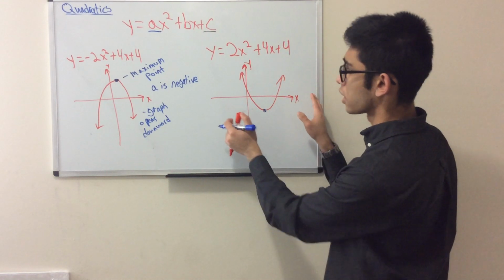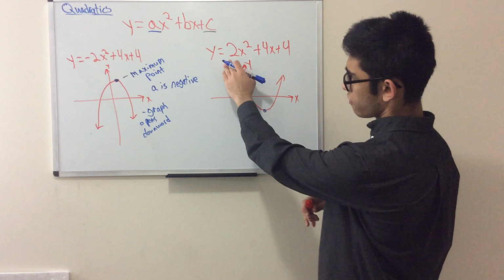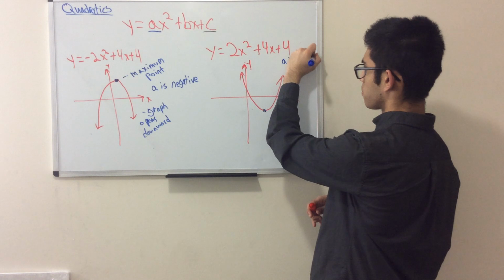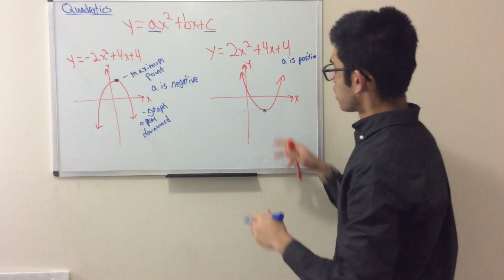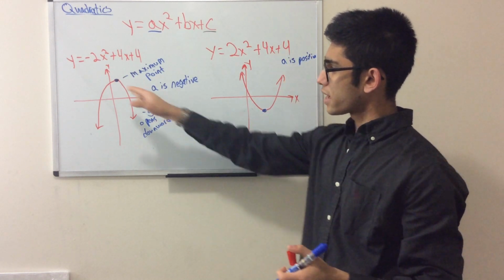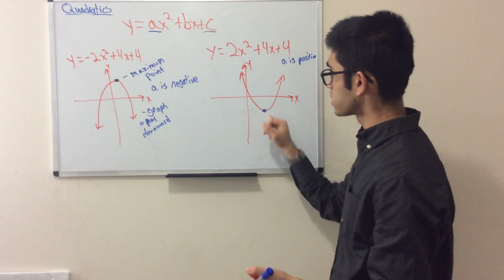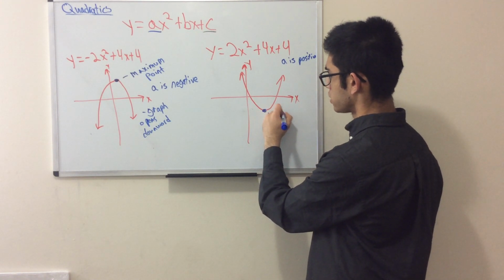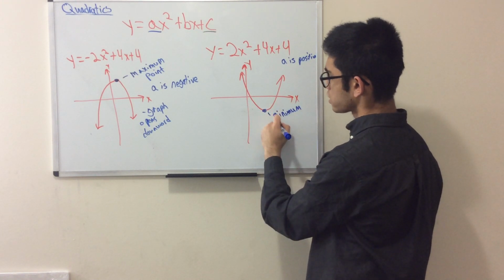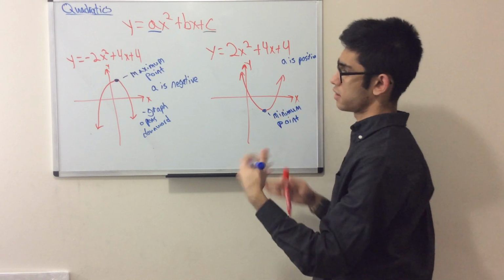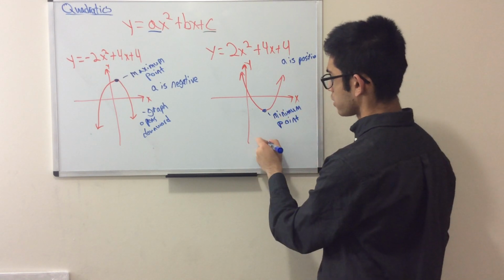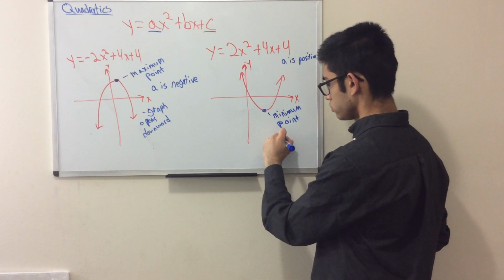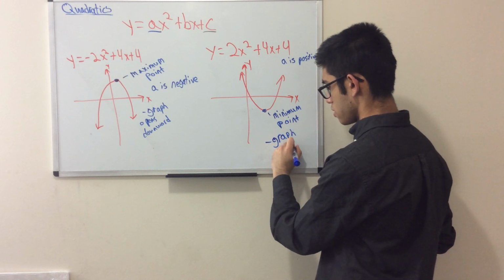Now let's look at this one here. I have an a value that is positive, so I can write that. A is positive. I almost am running out of room here, but I'll put that one in there. So again, if my a is negative and I have a maximum point, what do you think if my a is positive? What will my vertex be called here? It's going to be called the minimum point. And again, it is called the vertex, but just to be more specific, it's a minimum point here. And if the graph opened downward here, the graph will open upward here.